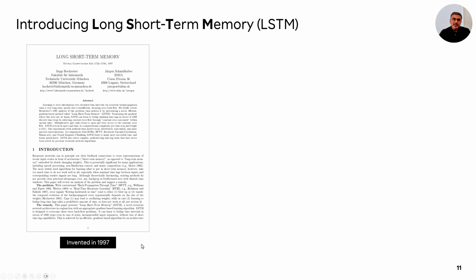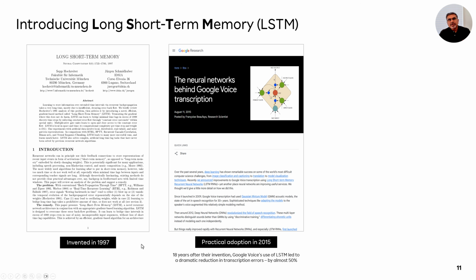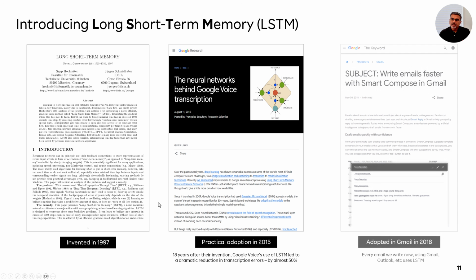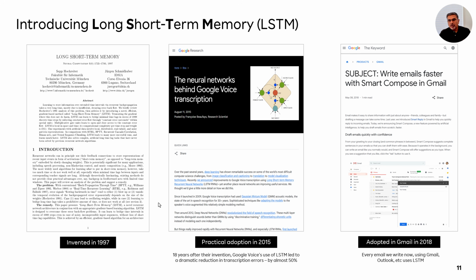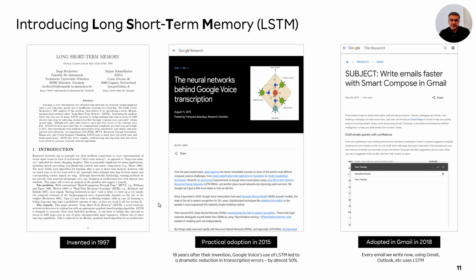But its popularity really took off when Google used it in 2015, almost 18 years later, in Google Voice transcription, and they found that by using an LSTM they could improve the accuracy by 50%. And then again in 2018, Google introduced this concept called Smart Compose in Gmail, where as you're typing an email, it will autocomplete not just the next word, but it can finish off the sentence. And the finishing of the sentence was done in a very contextual manner.